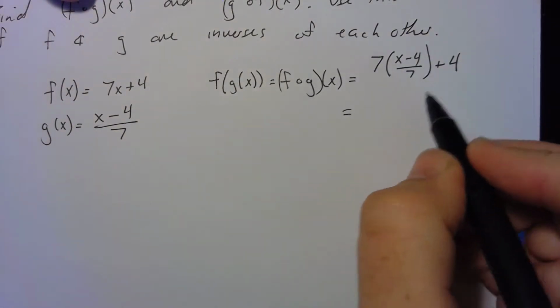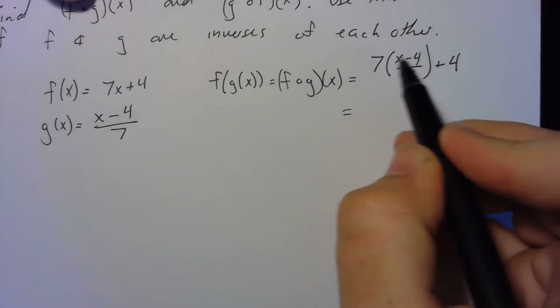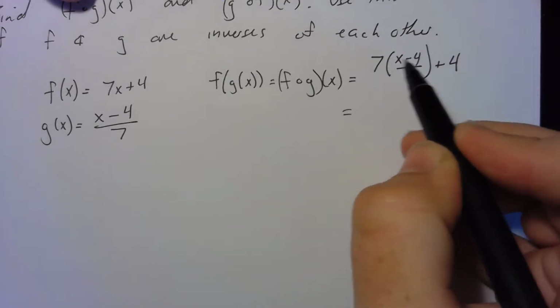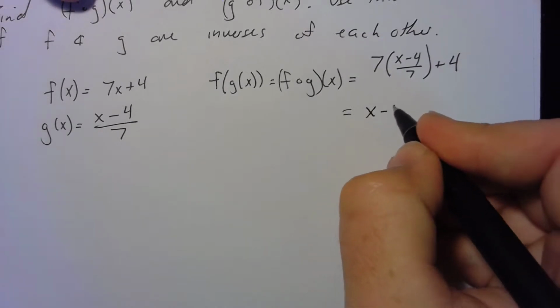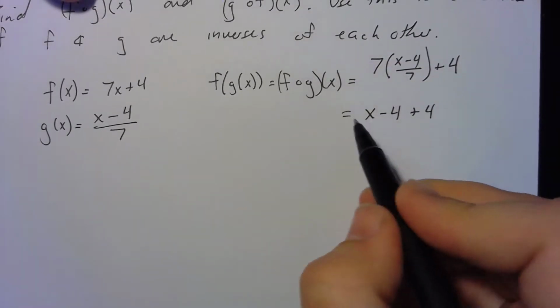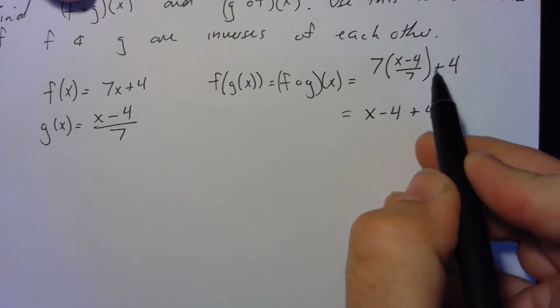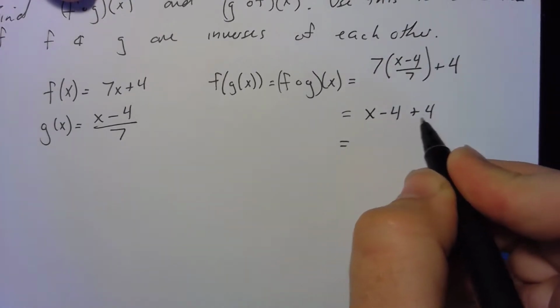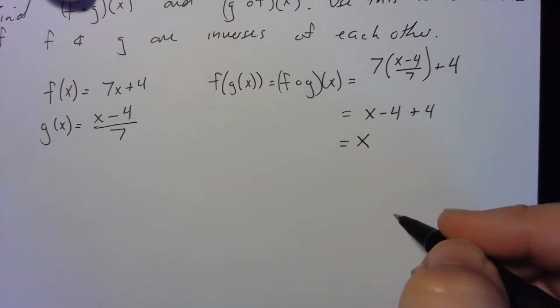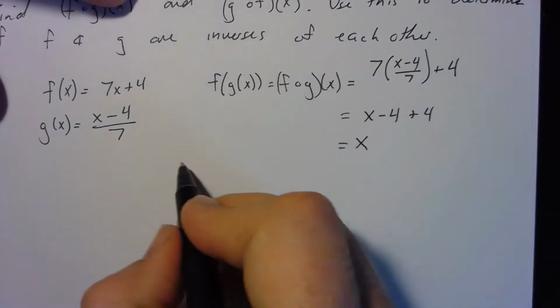Next, we'll simplify this as best we can. This is 7 times this entire fraction. Since it's 7 times this entire fraction, this 7 can cancel out with this 7, leaving us with x minus 4 plus 4. Notice how I've dropped the parentheses because they're not actually necessary with this being a plus sign. Next, we can combine like terms such that negative 4 and positive 4 cancel out, and we get f of g of x equals x.